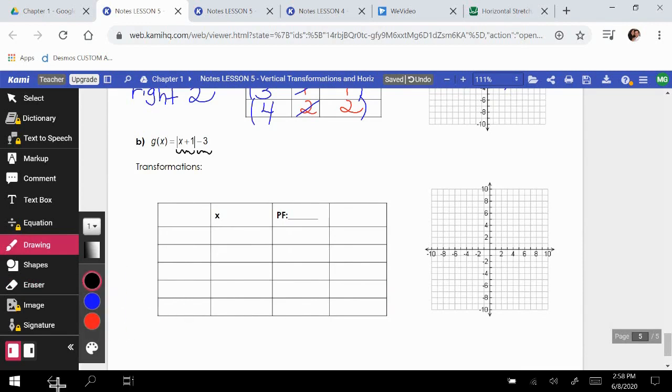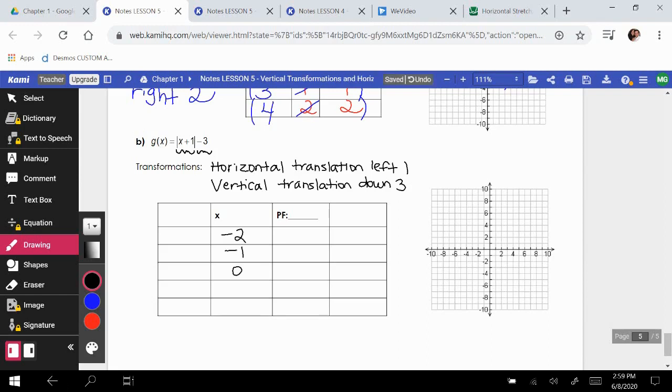Vertical is outside absolute value bars and it's exactly what you think. So this transformation is going to be a horizontal translation, left 1, and a vertical translation, down 3. Okay, so I'm going to take my parent points, right, and transform those.